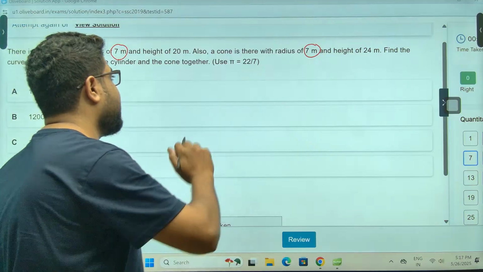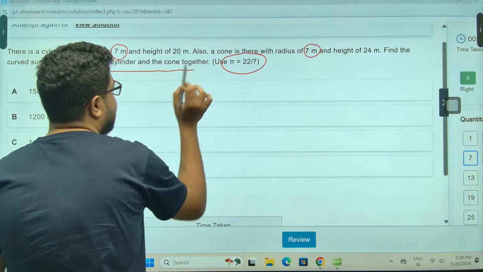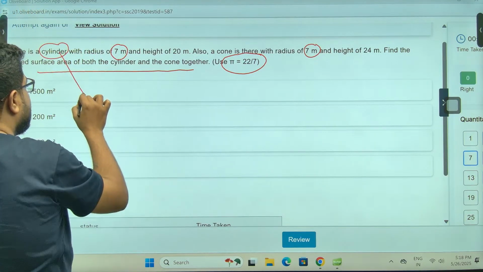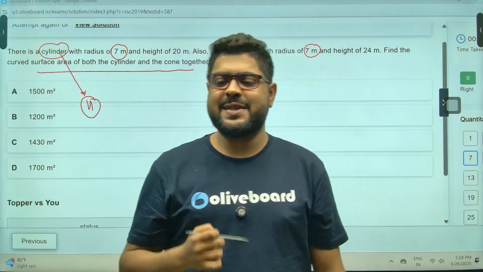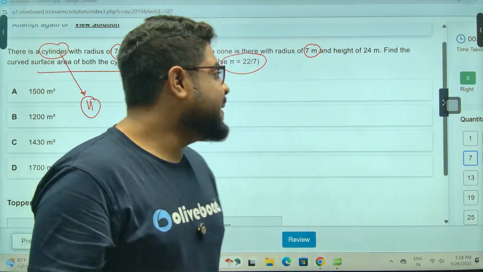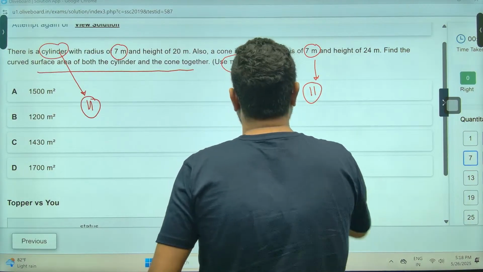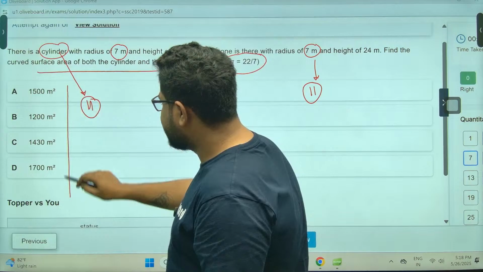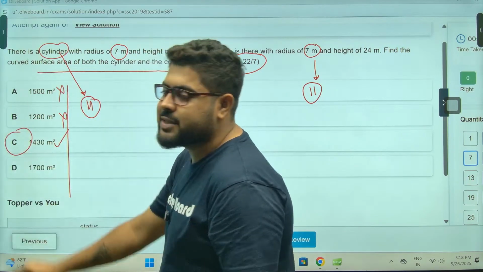Arey sir, whenever you get this and they are asking for the sum, sir, curved surface area of this cylinder will be a multiple of 11. Can I say? Why? 22 by 7 is pi. So multiple of 11. Sir, here also curved surface area is a multiple of 11. So the sum should also be a multiple of 11. Check the options, sir. Not possible, not possible. This is again option C.